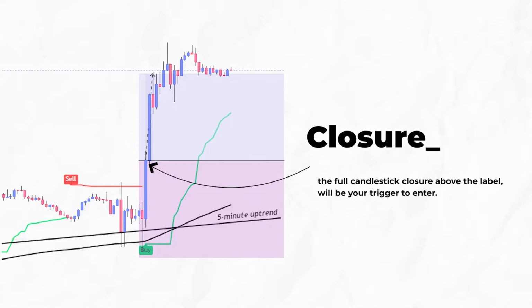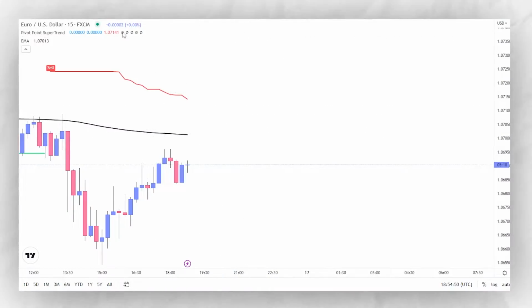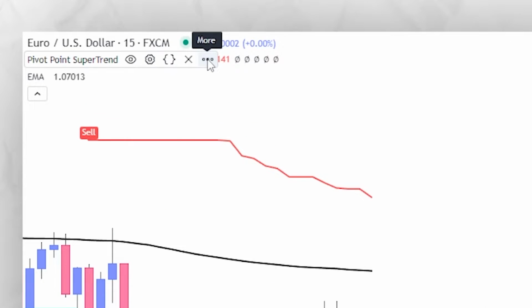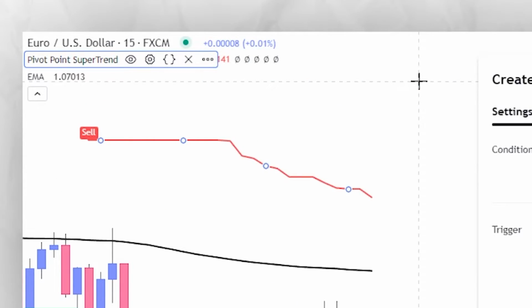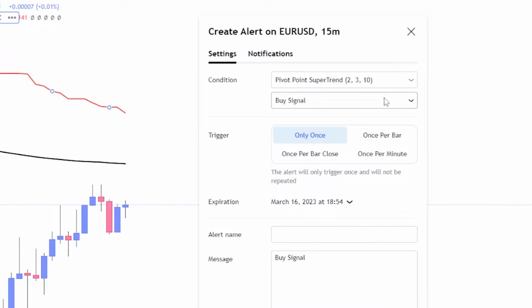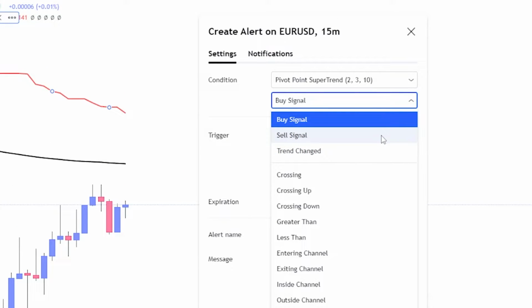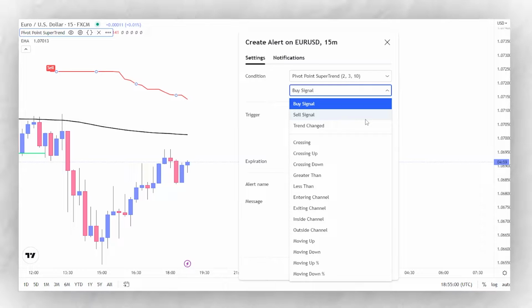And if you want to make sure you never miss a profitable trade, I've got a great bonus tip for you. By setting alerts for entry points provided by this indicator, you will be notified when it's time to make a move. You can simply turn on an alert by clicking on these 3 dots over here and choosing add an alert. So here you can select buy, sell, trend changing or any other option based on your overall analysis and then click create.